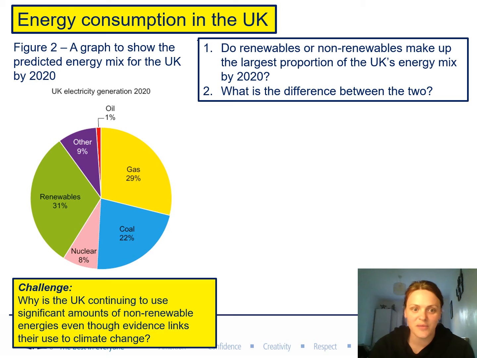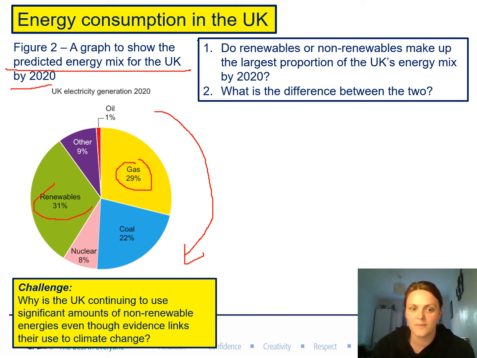Okay guys, so if we have a look here, it's another pie chart. It's a pie chart that we've seen before in previous lessons. It says here, a graph to show the predicted energy mix for the UK by 2020. So have a look really closely at each section of the pie chart. Now look at the questions. Do renewables or non-renewables make up the largest proportion of the UK's energy mix by 2020?